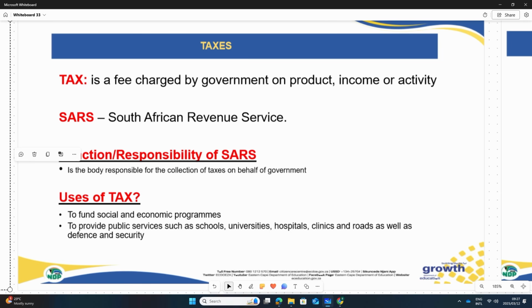What are the uses of tax? The tax is used to provide social and economic programs. Secondly, to provide public services such as clinics, hospitals, universities, and roads, as well as security and defense.